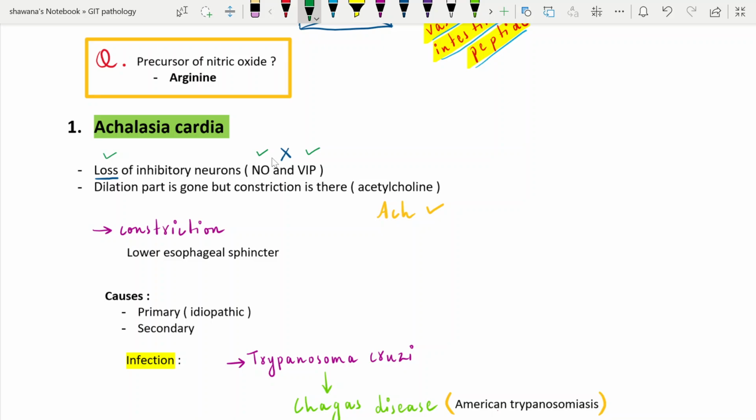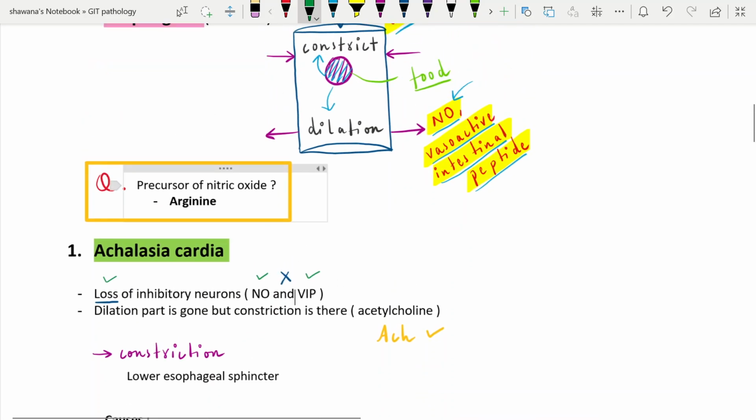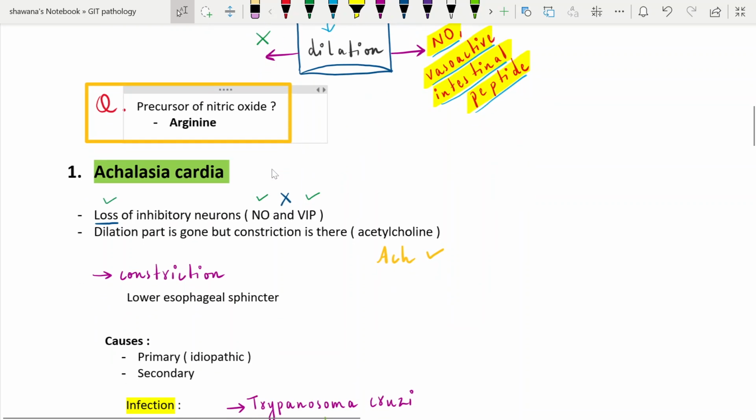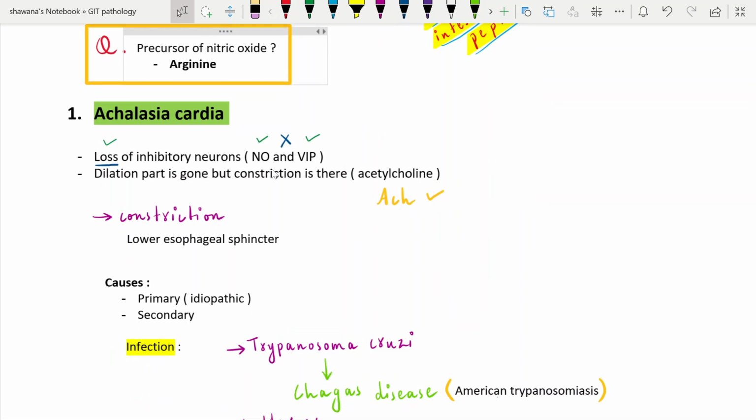It means that dilation cannot occur. Okay, but acetylcholine is still functioning, so constriction will be there. Constriction will be there, but the dilation part is not working, so the constriction can occur in any part of the esophagus, but most commonly in achalasia cardia we see constriction in the lower esophageal sphincter. The cardiac sphincter, you can say, because it's achalasia cardia. So the cardiac sphincter of the esophagus is constricted.